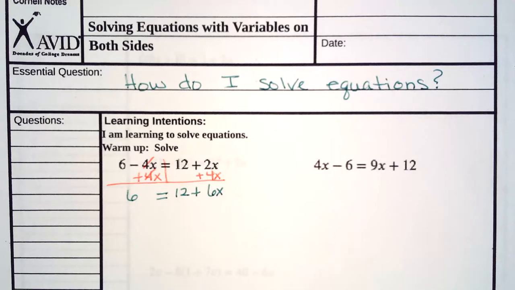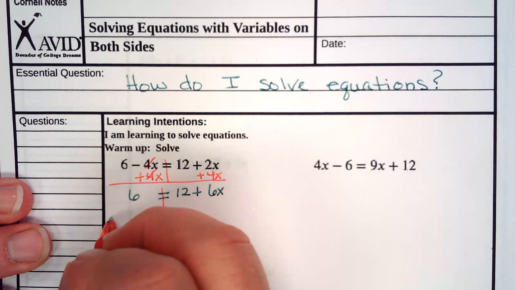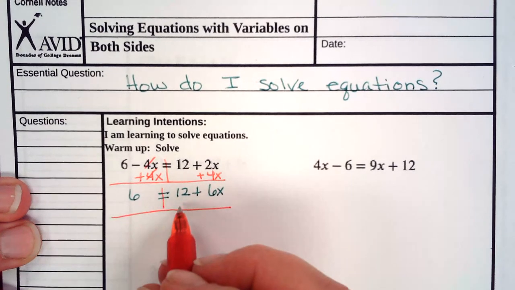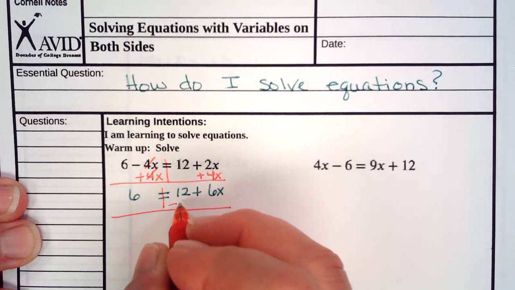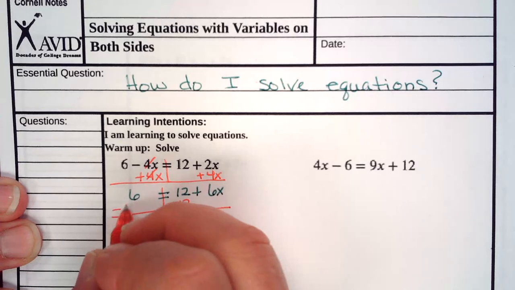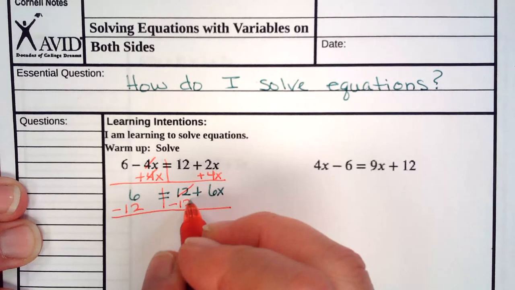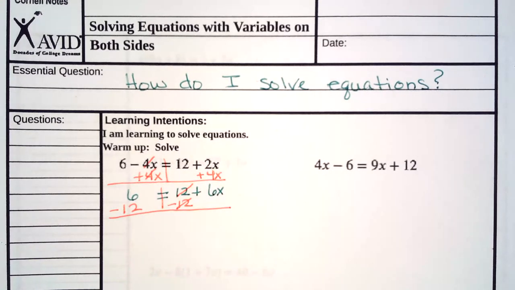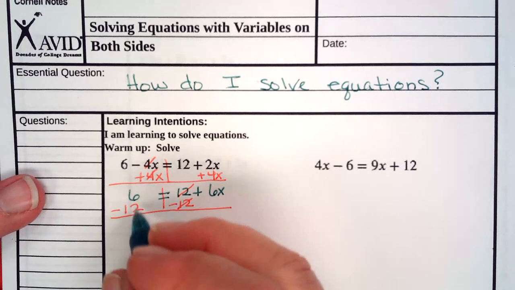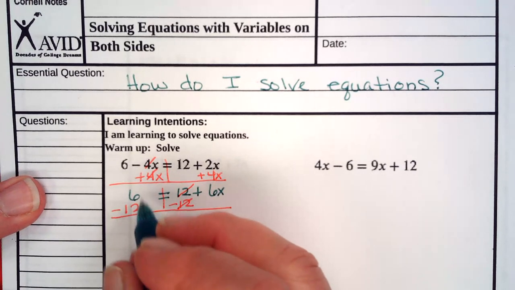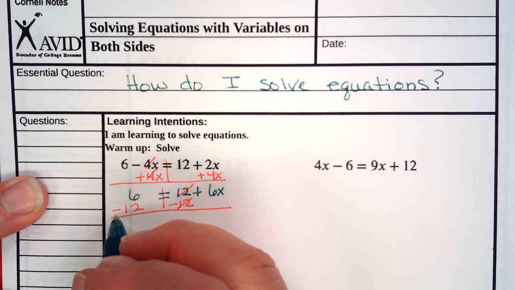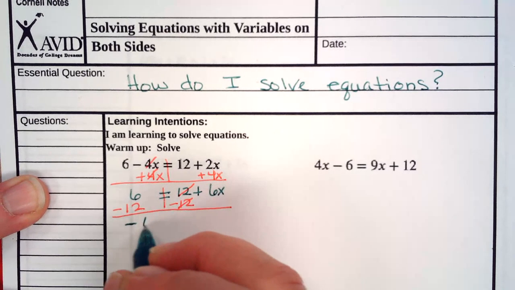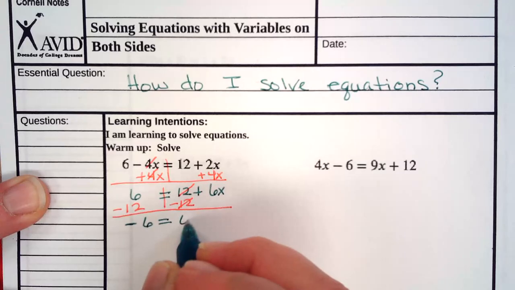Okay, once again, I look. I need to move that 12 to the other side. It is positive. What is the opposite of a positive number? A negative number. I've eliminated it here. 6 minus 12. They're opposite signs, so I subtract. 12 minus 6 is 6. Keep the sign of the larger, so it's negative 6 is equal to 6x.